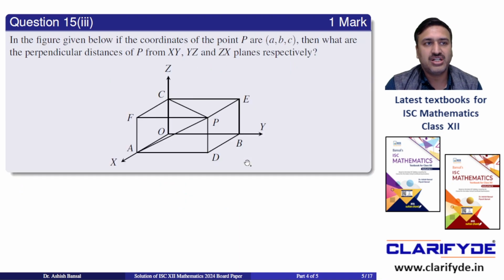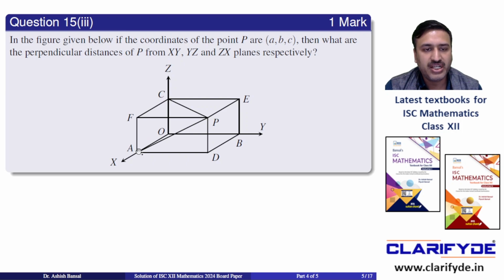Question number 15, third part. In the figure given below, if the coordinates of the point P are a, b, c, then what are the perpendicular distances of P from XY, YZ and ZX planes respectively? Now this is the point P which has coordinates a, b, c. That means this length OA is small a, then AD is small b, and DP is small c.